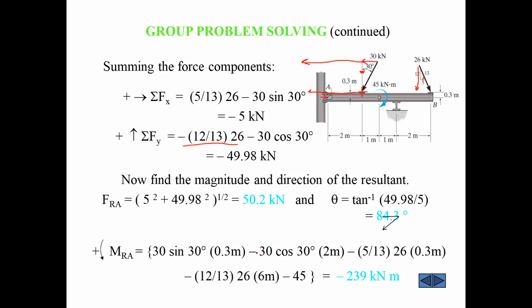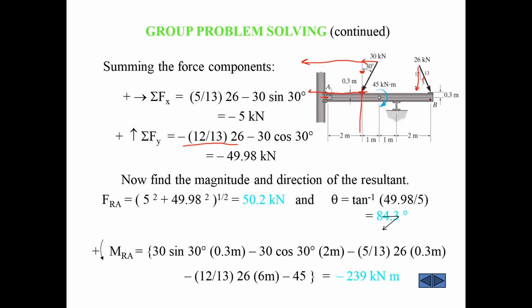And then the next one is 30 cos 30. That is going to be the y component. And the y component is coming down through this point also. That's different. The perpendicular distance is 2. So it's 30 cos 30 times 2, minus. Now we're going back to this force. All right, how many components do we have here? We have 2, right? So the first one, the horizontal one, the x one, which is going to be 5/13 of 26. And it's coming down also through here.